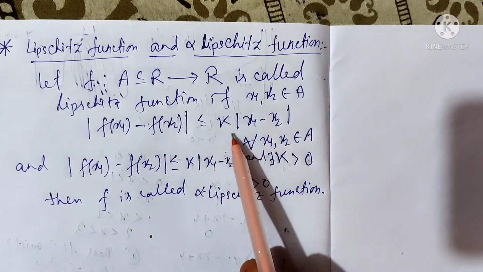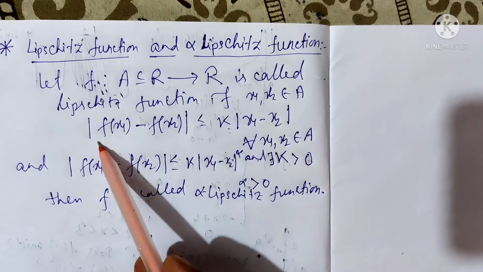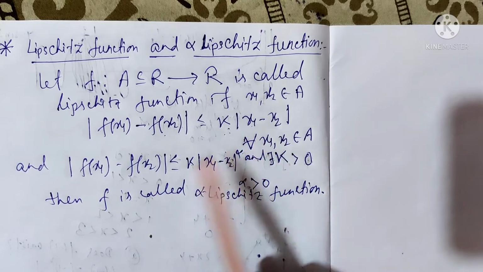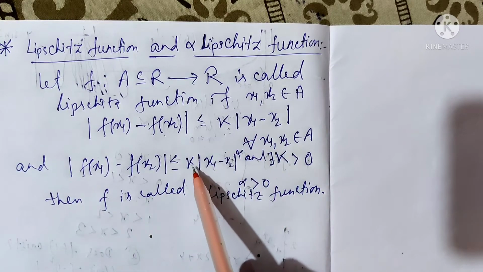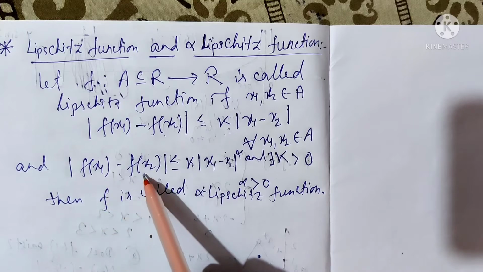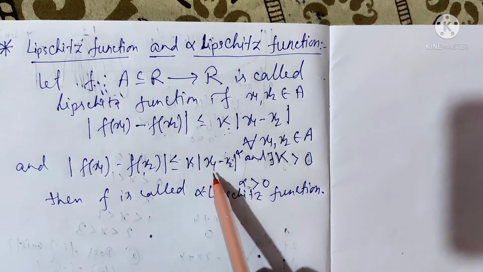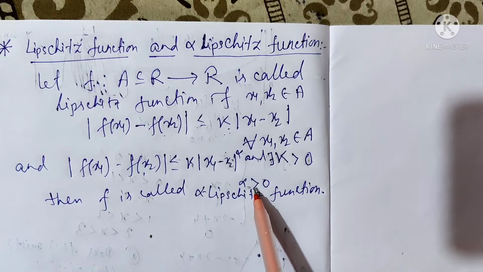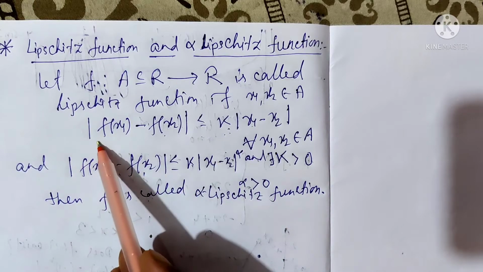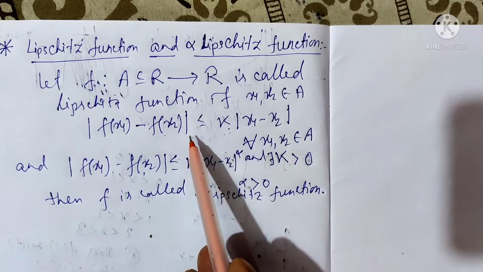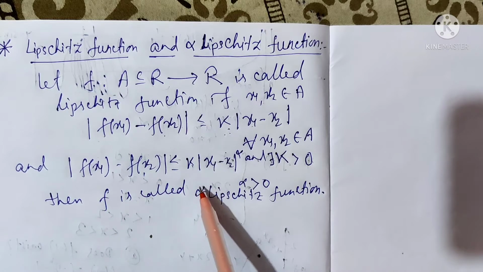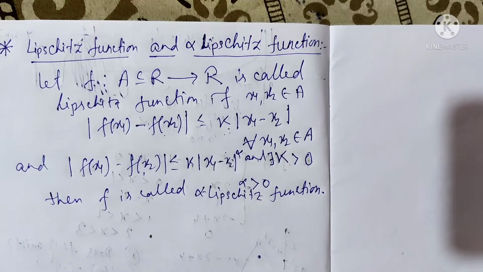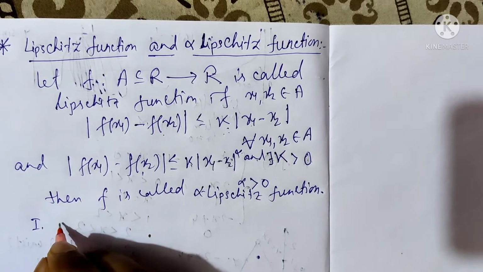If this happens, there exists a positive k such that modulus of f of x1 minus f of x2 is less than or equal to k into modulus of x1 minus x2, and for positive k, modulus of f of x1 minus f of x2 is less than or equal to k into modulus of x1 minus x2 to the power alpha, where alpha is a positive quantity. Then in the first case f is called a Lipschitz function and in the second an alpha Lipschitz function. If alpha equals 1, then an alpha Lipschitz function is always a Lipschitz function.